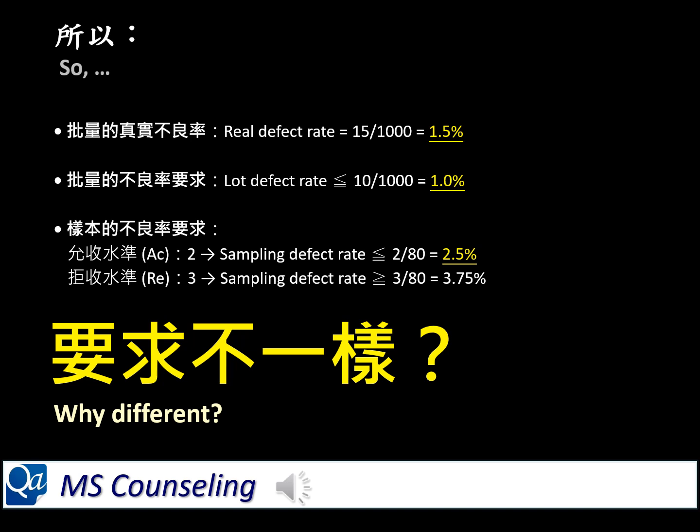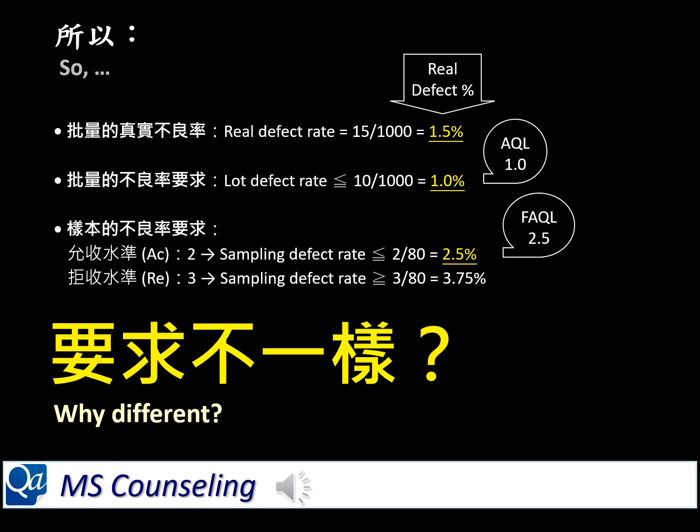From this case, we can see that the defective rate requirement for the lead lot is 1.0, which means the defective rate is 1%. The defective rate requirements for samples during sampling are 2 for acceptance and 3 for rejection, so the defective rates are 2.5% and 3.75% respectively. The actual defective rate of the lead lot is 1.5%. So why are the requirements different?